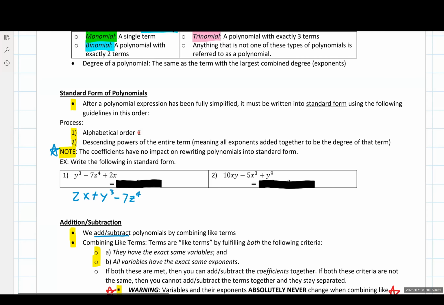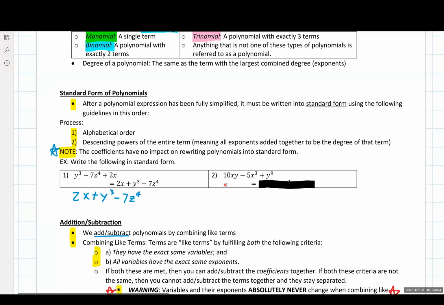That's my first priority and first rule with standard form, and I need to follow that at the beginning. I don't have any repeating variables showing up in here, so I don't need to worry about descending powers and how to order multiple x's or y's or anything like that. And as we see here, that's the same as our final answer that's written out.